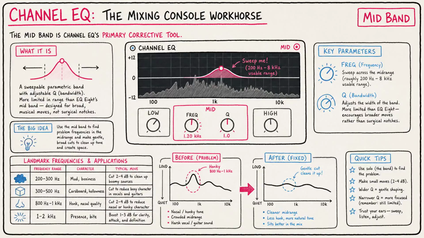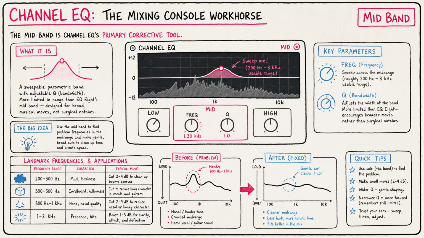Frequency range, character, typical move. 200 to 300 Hz: mud, boxiness; cut 2 to 4 decibels to clean up boomy sources. 300 to 500 Hz: cardboard, hollowness; cut to reduce boxy character in vocals and guitars. 800 Hz: nasal quality; cut 2 to 4 decibels to reduce nasal or honky character. 2 kHz: presence, bite; boost for more attack.